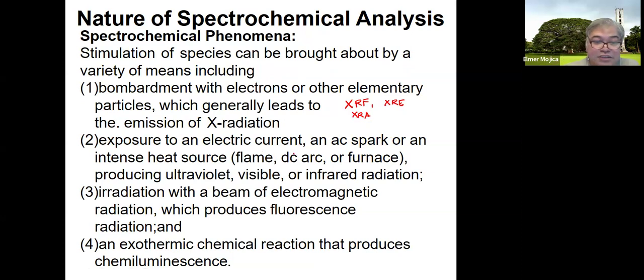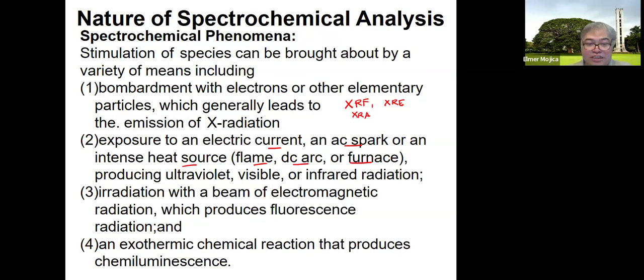And then we have exposure to an electric current, an AC spark, or an intense heat source. It can be flame, DC arc, or furnace. So here you include the AAS, the UV-Vis, and the infrared. So usually there's a light source that you have there.